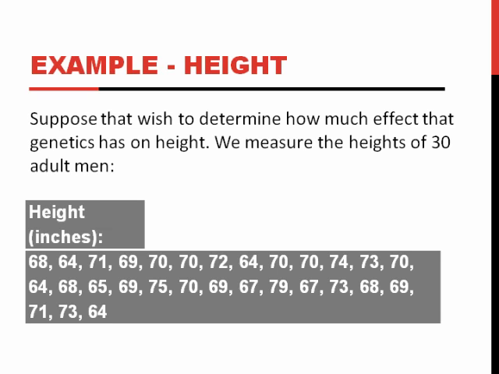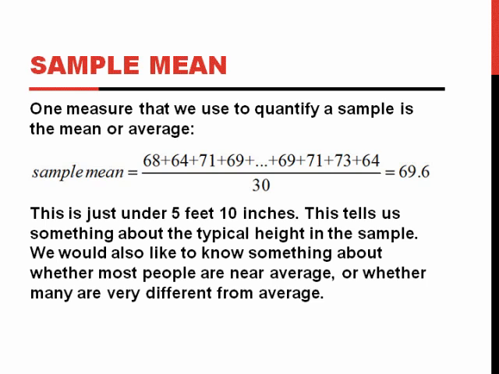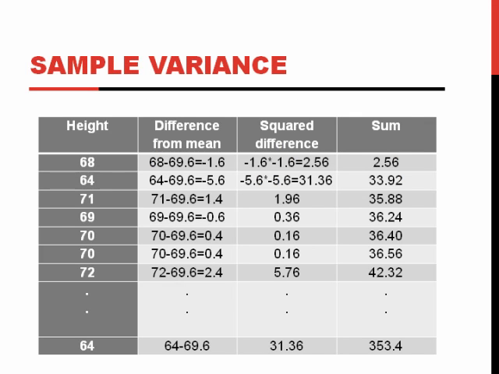But we'd also like to know more. Just knowing the average isn't that much information. So we might also like to know something about how variable that is. Is everyone very close to the average? Is everyone very spread out from the average? Or exactly how are they distributed? For that, we calculate something called the sample variance. What I have here is I've already calculated the mean. My mean is 69.6.